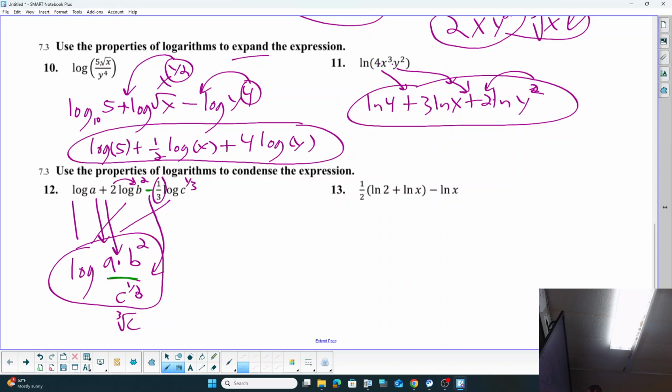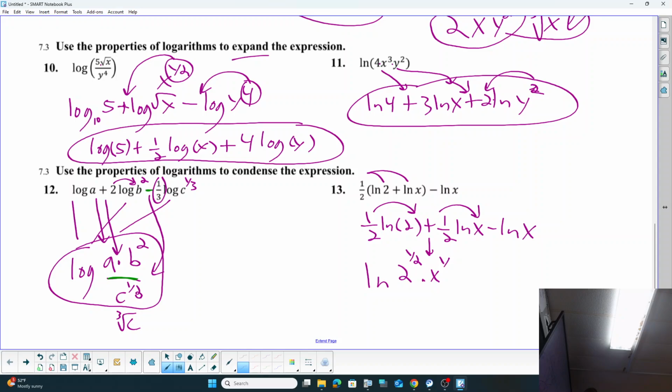Condense it. So 1/2 can be multiplied through to both of them. I haven't seen one of these written this way before. This is kind of cool. There we go. So then we can put the 1/2 back because we're condensing. So we have ln of 2 to the 1/2 power plus becomes times x to the 1/2 power, and then divided by x. That could be listed as the square root of 2x over x.